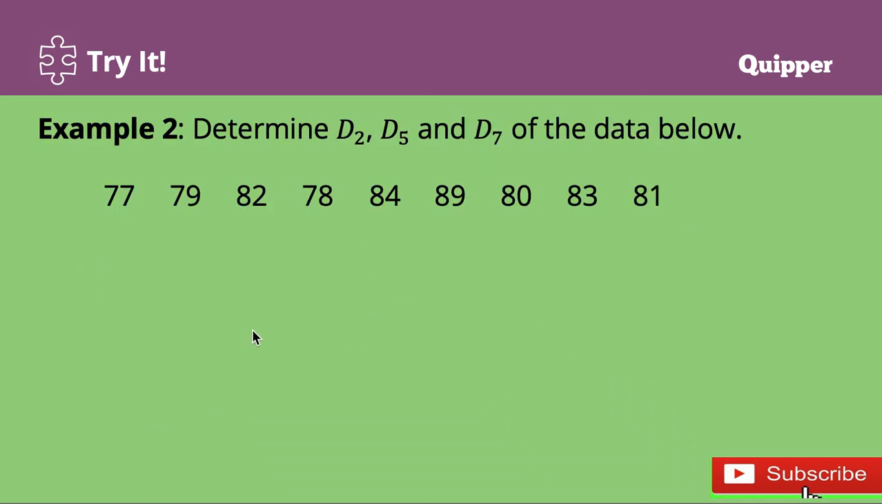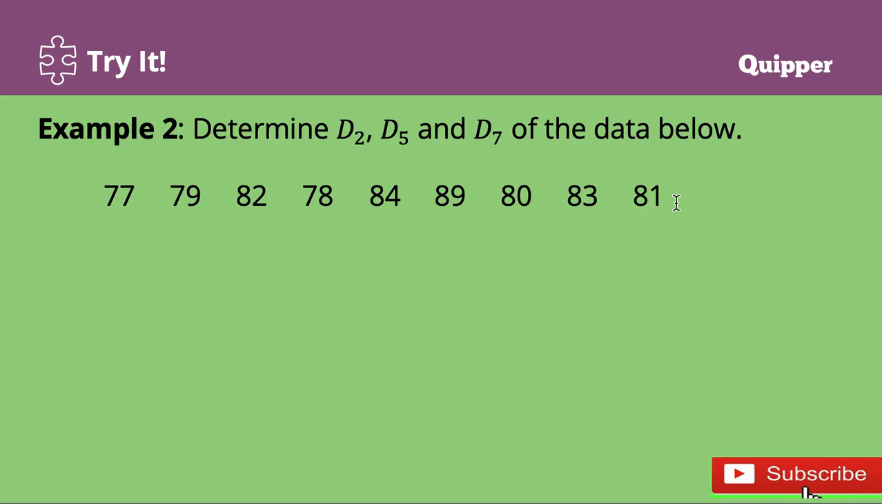Second example. Determine the second decile, fifth decile, and the seventh decile of the data below. 77, 79, 82, 78, 84, 89, 80, 83, 81. As you observe, the data is not yet in order.